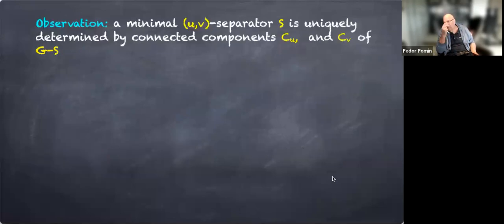Okay, but before applying Bollobás lemma, I have to make some combinatorial observations. It does not follow for free; I have to do some job. The first observation is that every minimal u-v separator is uniquely determined by the connected component C_u containing the vertex u and by the connected component C_v of v in the graph obtained from G by removing the separator S.